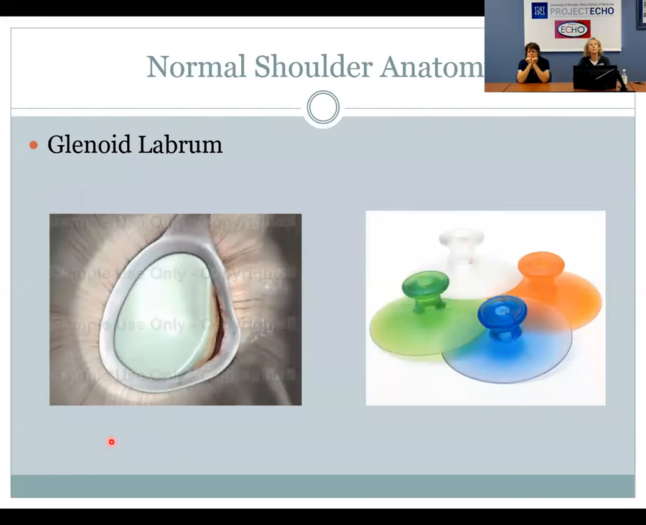So the glenoid labrum, that's something that anybody that sees overhead athletes or lots of shoulder sports injuries is familiar with. The glenoid labrum is a ring of cartilage that sits around the glenoid fossa. It acts like a suction cup, so it creates a negative pressure environment, aiding stability. It also acts to deepen the glenoid fossa, and so it's a bumper and aids in shoulder stability.